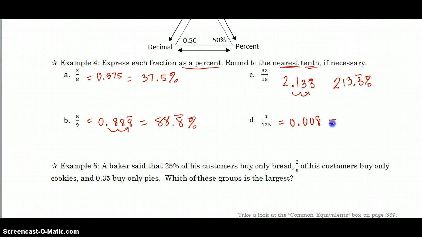And then 1 divided by 125 is 0.008. Multiply times 100 makes it 0.8%.